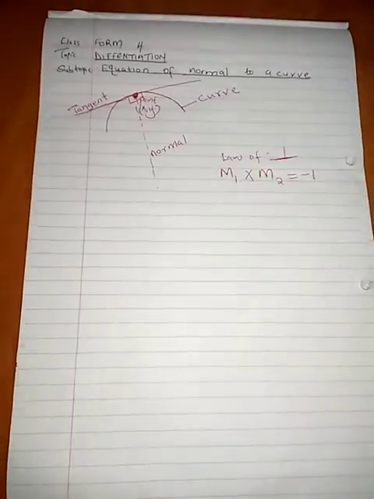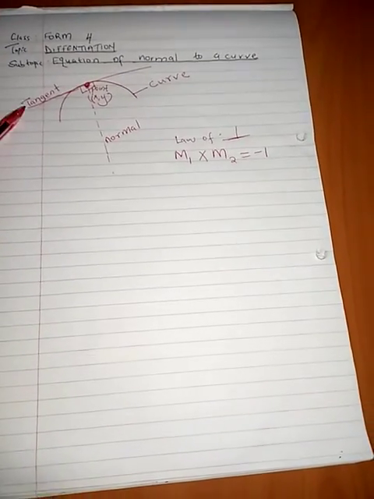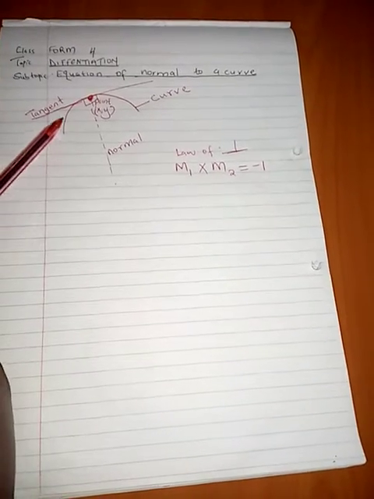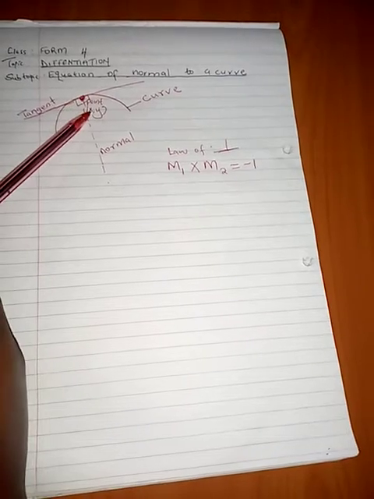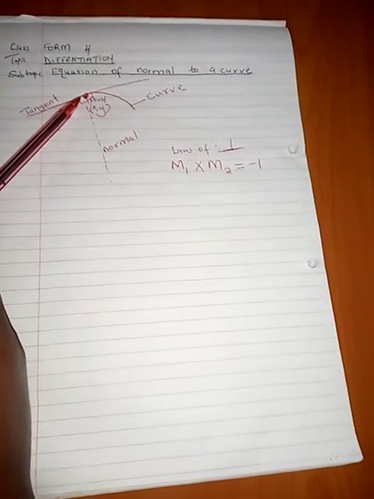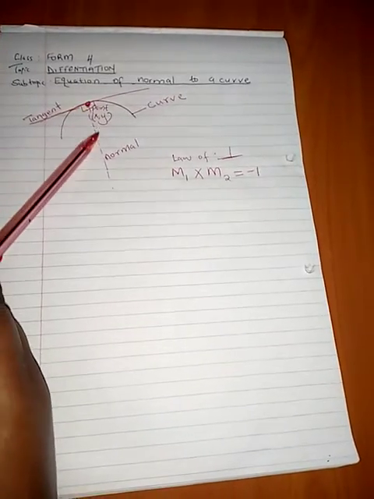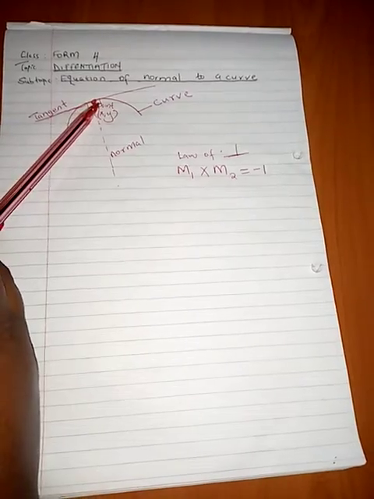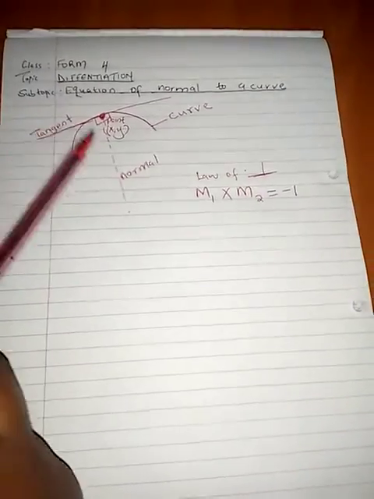Welcome to mathematics lesson. Today we are going to learn the equation of normal to a curve. So this line here is a tangent. This one is a curve. Where curve and tangent meet, there is a point here, and this point we can call x and y. If we draw a straight line from this point touching the tangent, that line makes an angle of 90 degrees with the tangent. Therefore, there is a relationship between tangent and normal.